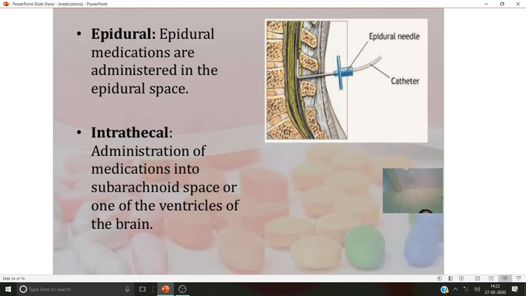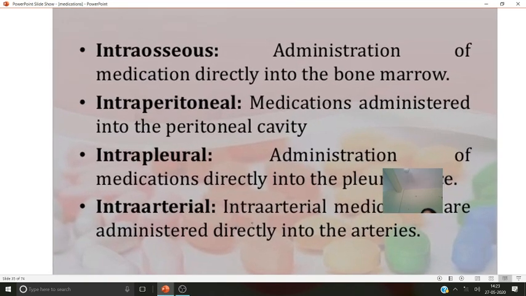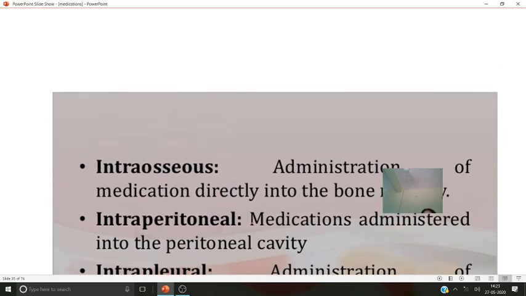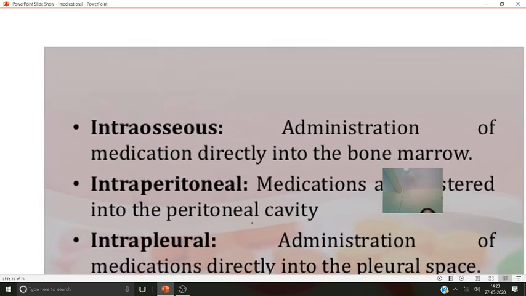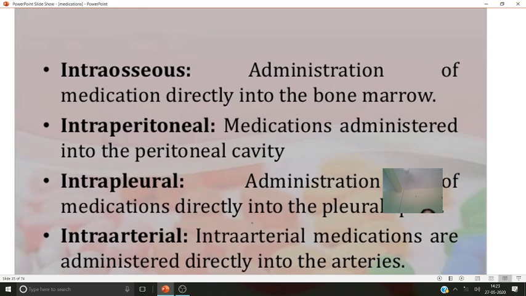Then coming to the intrathecal administration of medication, meaning administration of medication into the subarachnoid space or one of the ventricles of the brain. Intrathecal means the drug is administered intrathecally. Then the catheter is to be introduced. So these are the drugs.